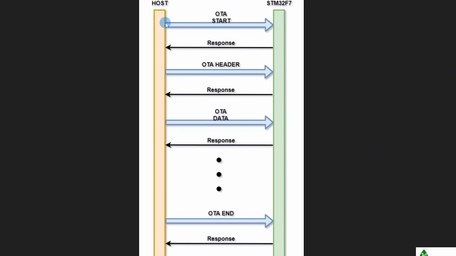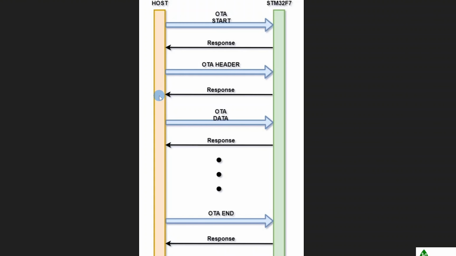Once we press the user button during boot, the STM32 will be waiting for the data from the host machine. The host will send the OTA start command to start the OTA operations. The bootloader sends the response, ACK or NACK. Assume that the host received the ACK. Then the host will send the OTA header which has some information about the OTA package. Again, the STM32 will respond to this.